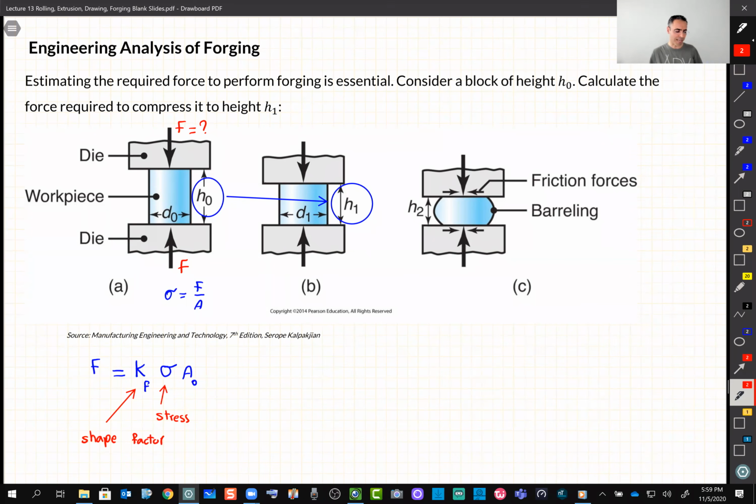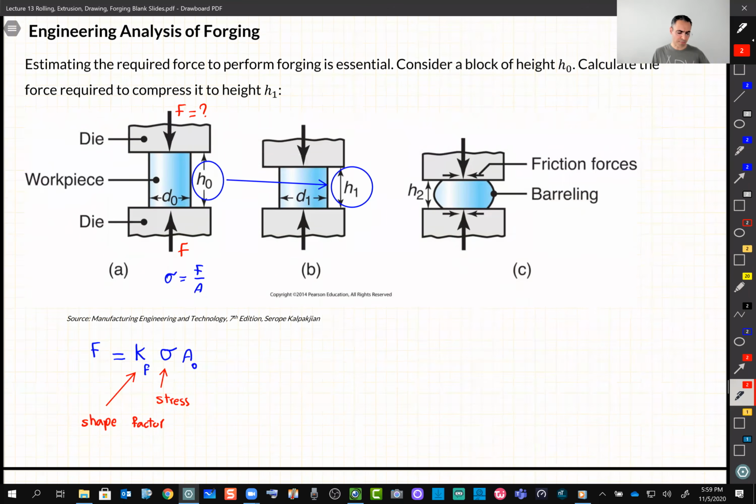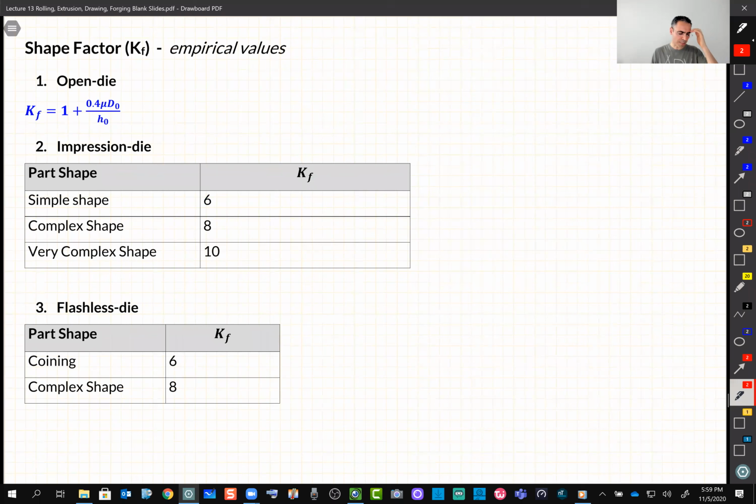empirically they found that they cannot use this simple straightforward formula. Depending on the shape and the geometry they want to form, there is a factor which they need to add. And after many maybe trial and error, they found that these KF numbers can give you a good estimation of the forces that you need. So let's start with the simple one.